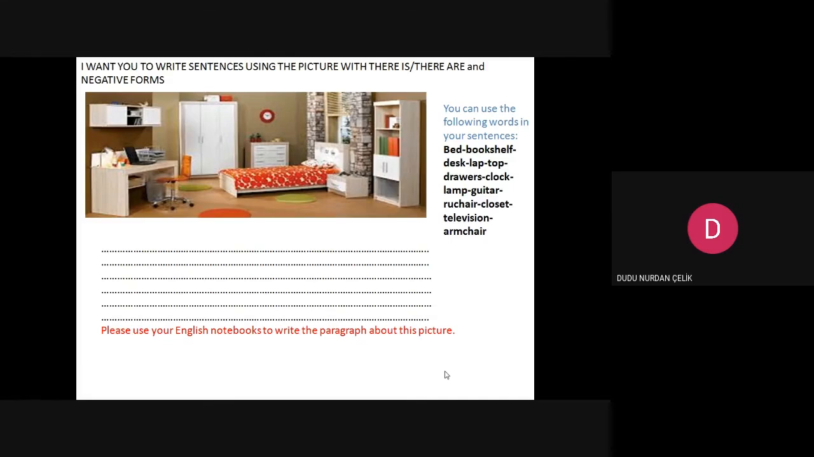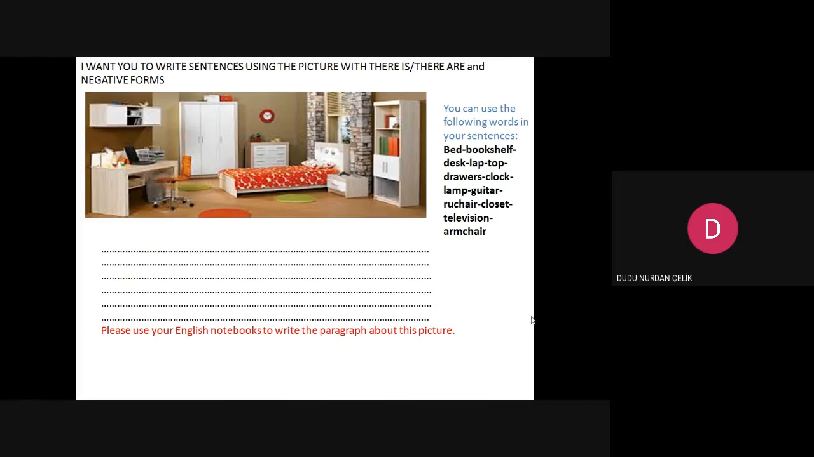Here, I have got a homework for you. There is a bedroom picture. I want you to write sentences about this bedroom. You use there is, there are, or there isn't, there aren't. You can use these words here about the picture. And please use your English notebooks to write the paragraph about this picture. Write in your English notebooks as homework. Use this picture, these words, and write a paragraph. Do you understand? It's your homework.